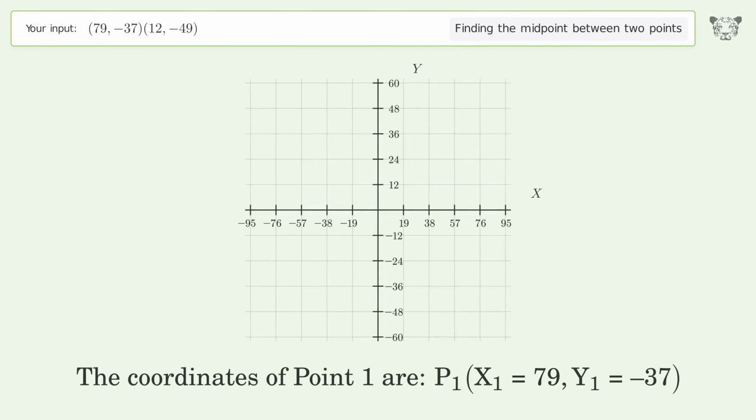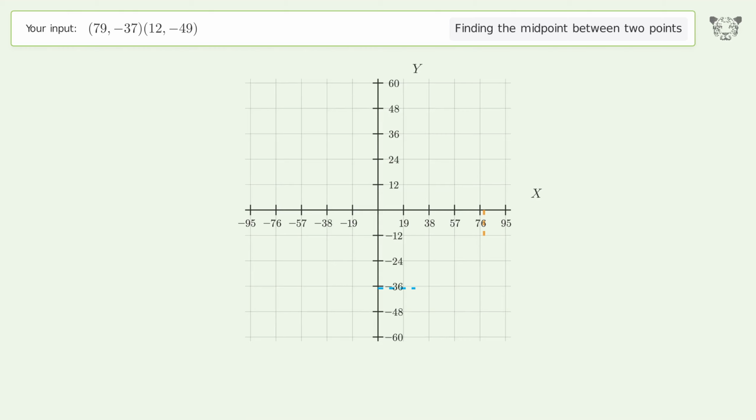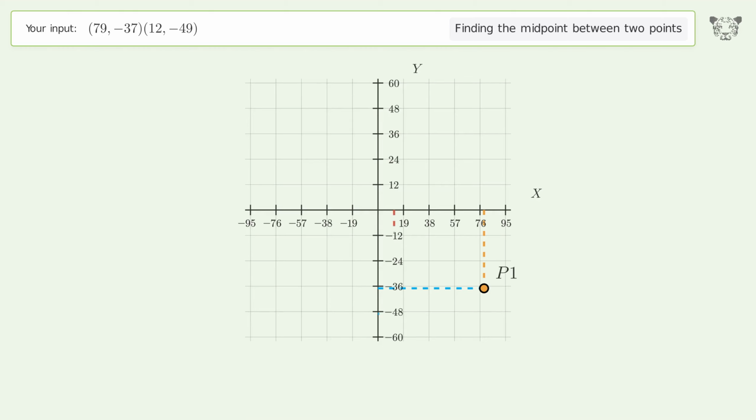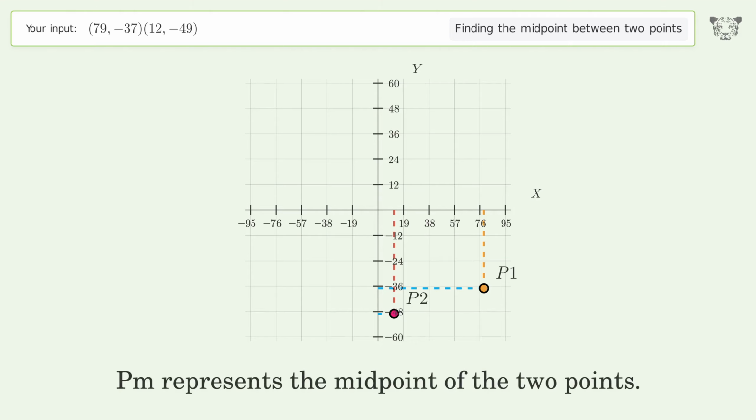The coordinates of point 1 are, x1 equals 79, y1 equals negative 37. The coordinates of point 2 are, x2 equals 12, y2 equals negative 49. PM represents the midpoint of the 2 points.